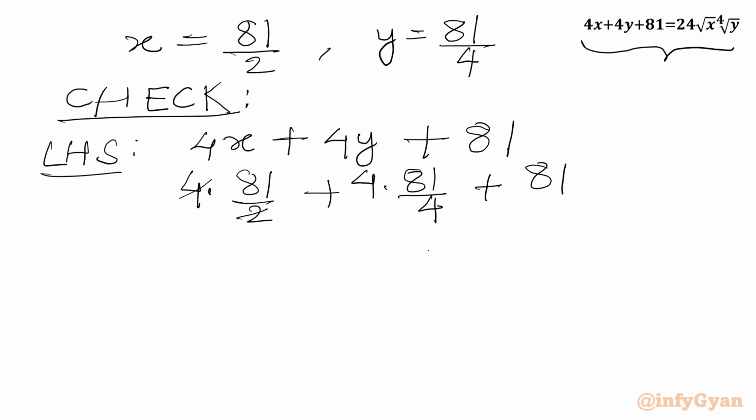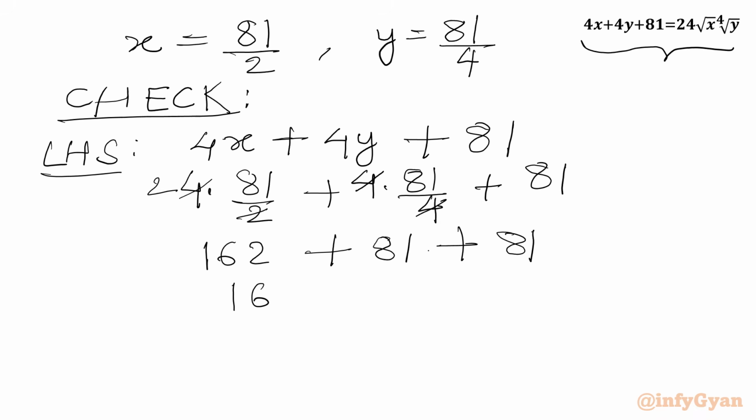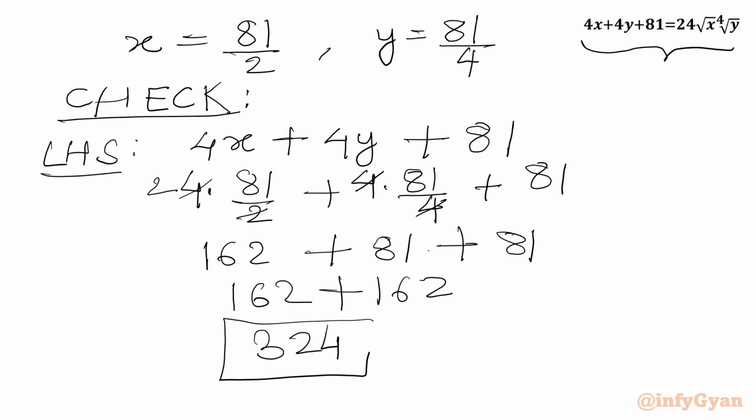Now 4 over 2 is 2. So we will write 2 times 81, 162, plus 4 over 4 will be 1. We'll write here 81 plus 81. So we are going to get 162 plus 162. The value will be equal to 324. So LHS is 324. Now we will check our RHS.